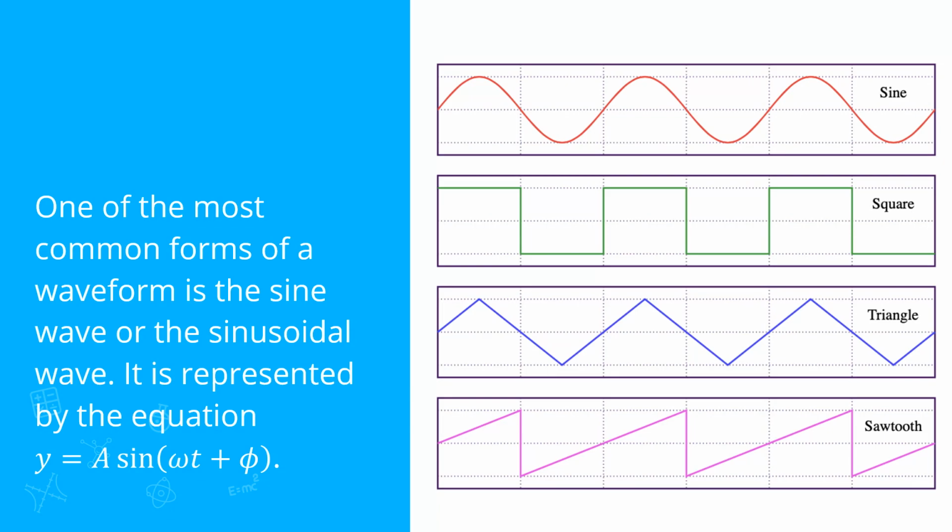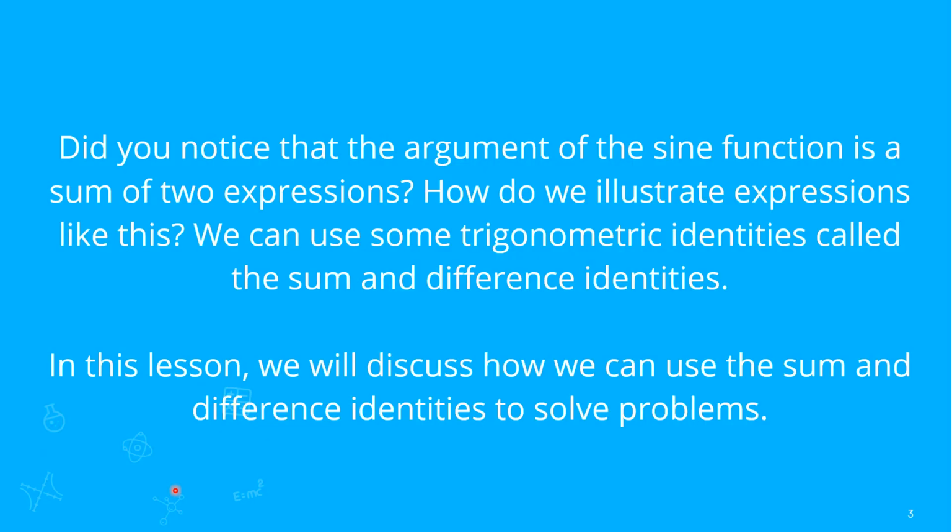plus phi. Here, the omega is actually the frequency, the t is the time, and the phi here, just for emphasis, is what they call the phase. Omega implies the frequency. Now if you notice, in the sine function, it is the sum of two expressions.